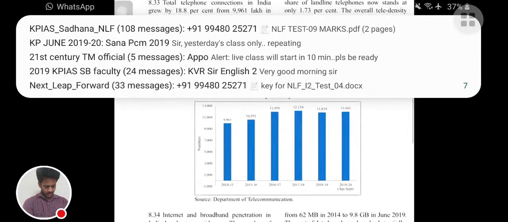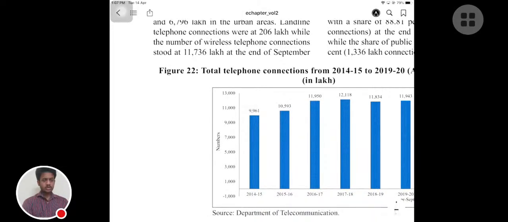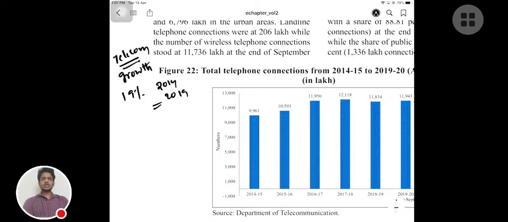Let us come to the telecom sector, where you can talk here. In the telecom sector, there are some important things like the total telephone connections in this country grew by around 19% within the span of 5 years, that is 2014 to 2019. That is the growth in the telecom sector. And when it comes to tele-density, the rural tele-density is 53% something, and the overall tele-density in India is 90%.